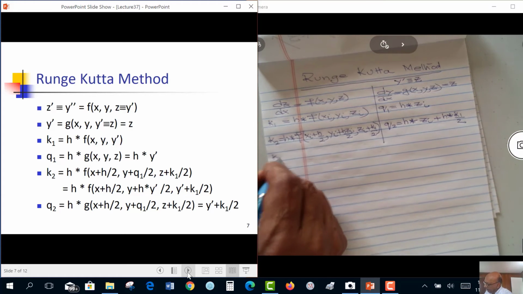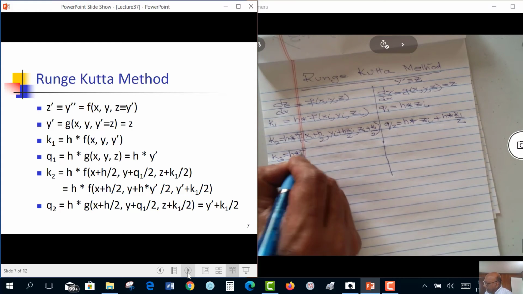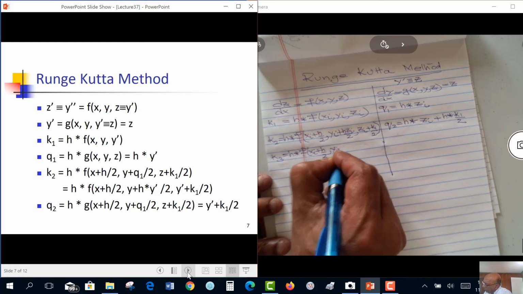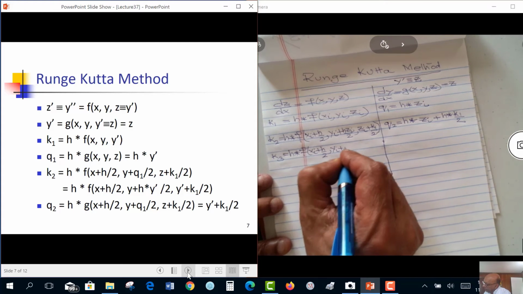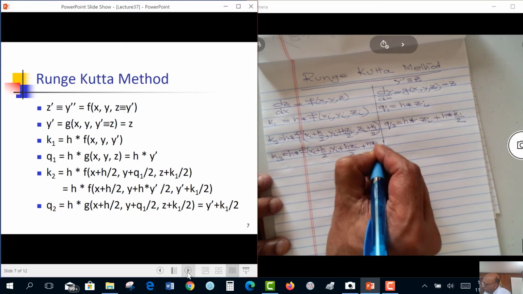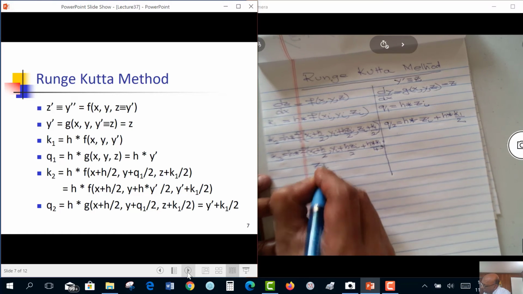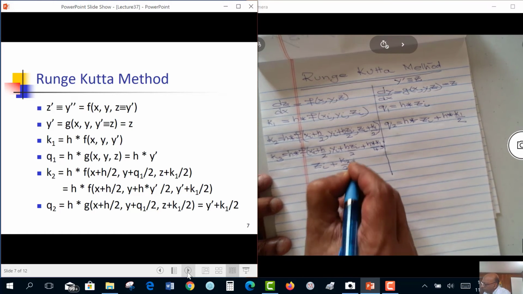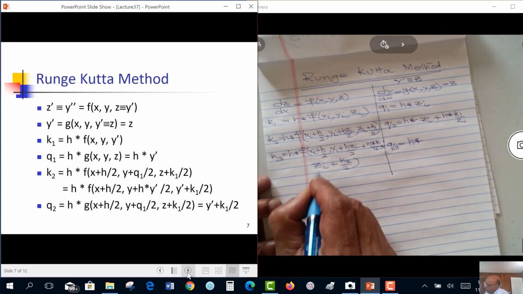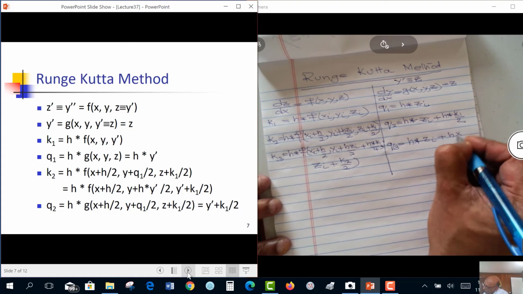All right, k3. h times the function at x i plus h over 2, y i plus q2 over 2. q2 is all this, so we'll divide it by 2. And z i plus k2 over 2. All right, what is q3? h times this third argument, so it'll be h times z i plus k2 over 2.